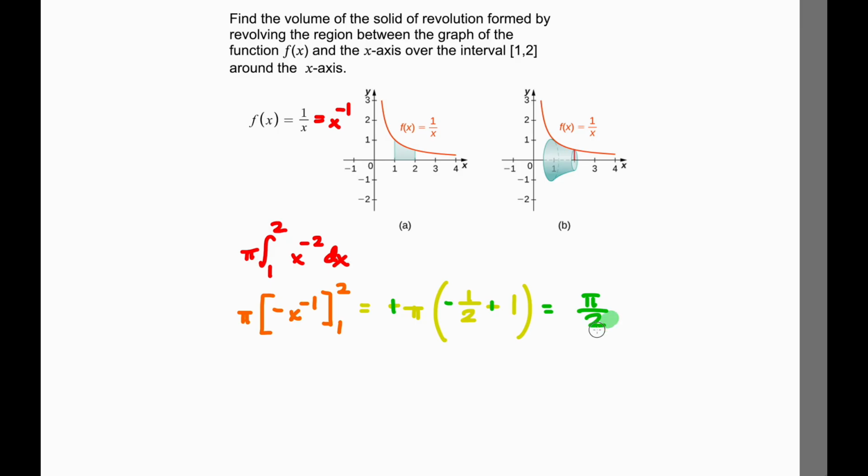And that is the answer for this problem. So the area of this shape right here is pi over 2. Okay, and the formula that we used was that disk method formula. Hopefully that makes sense. Pretty straightforward.